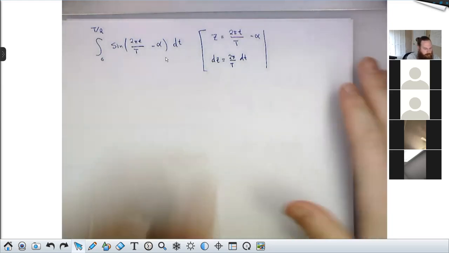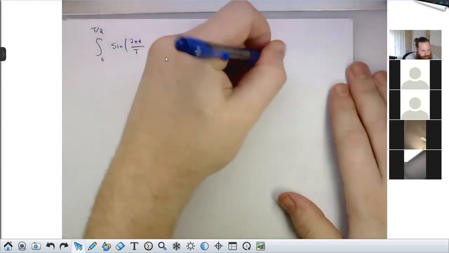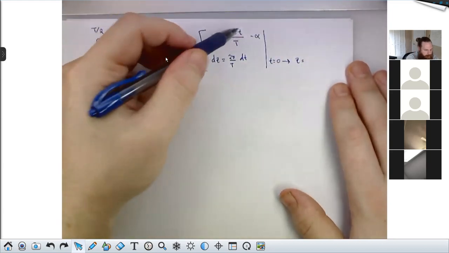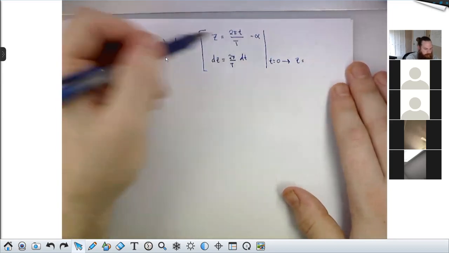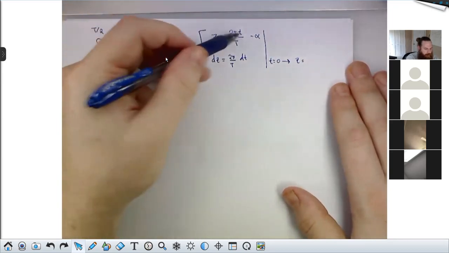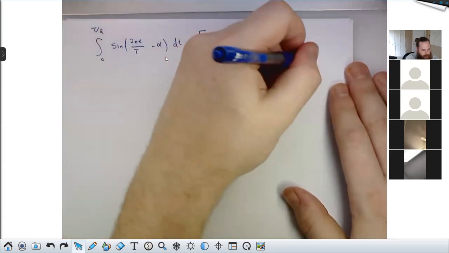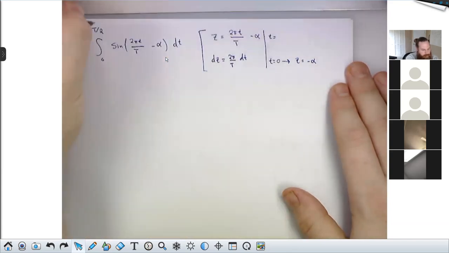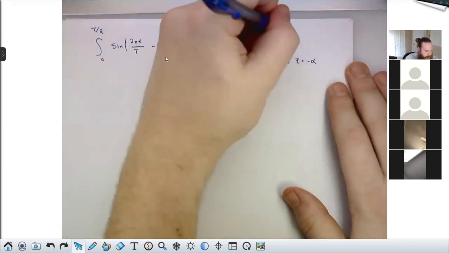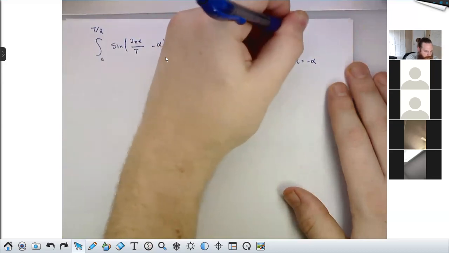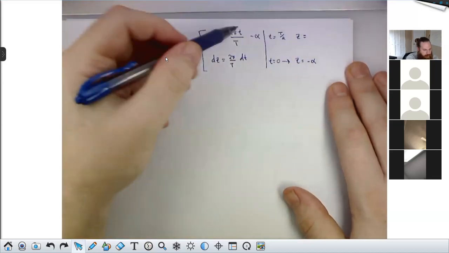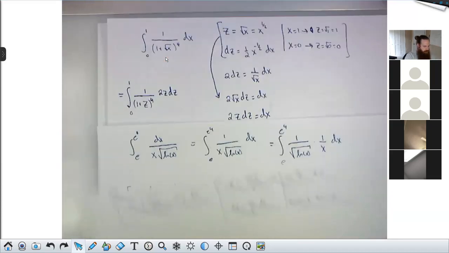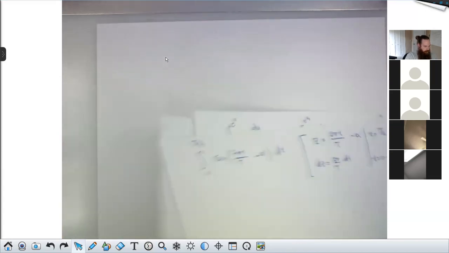So then my bounds, when little t is equal to 0, z is equal to 2 pi times 0 over big T minus alpha. Well, 2 pi times 0 is 0. 0 over big T is 0. So the new lower bound is negative alpha. And when t is equal to capital T over 2, I plug capital T over 2 in here, was my scratchwork page I had a second ago. Okay, we'll do it wherever.